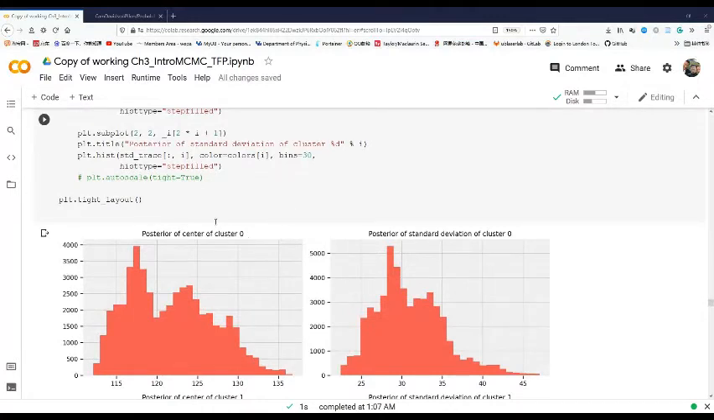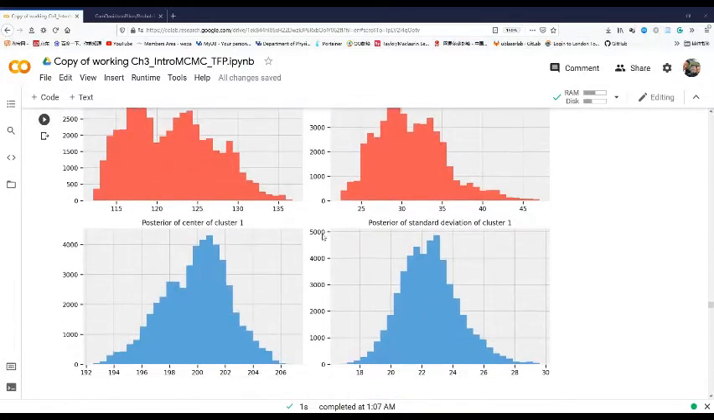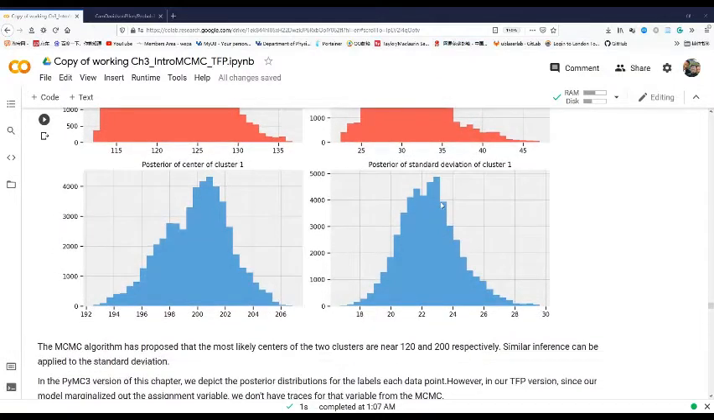So here is the posterior for the first cluster. This is for the center of the distribution. You can see it's pretty close to our initial guess, or the prior, that is 120. And also we have a standard deviation for that. And those are the posterior for the second cluster. Yeah, we can see it's also close to our initial guess for the center, which is 200.